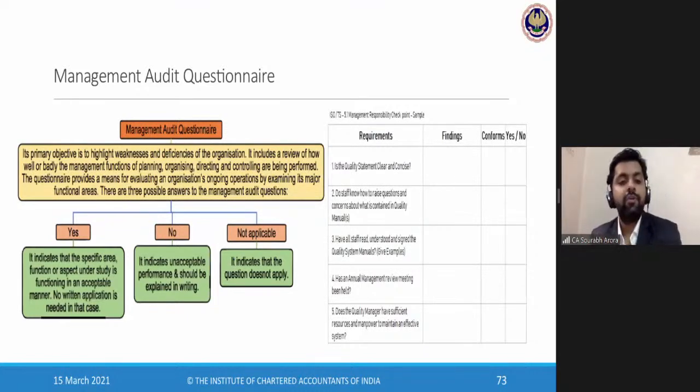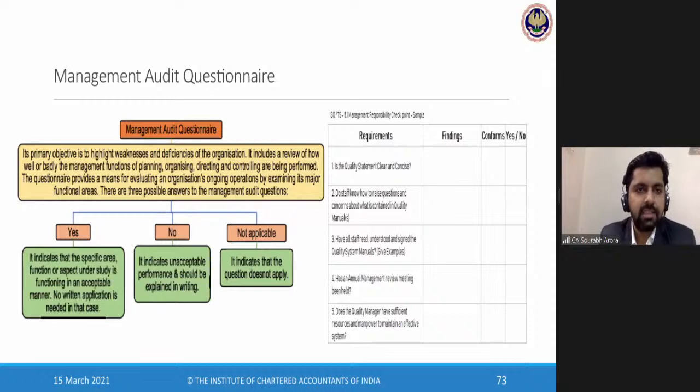If you say no, then it indicates that unacceptable performance is being done and should be explained in writing. So wherever there is a no, the findings should be mentioned there. And not applicable indicates that the question does not apply. For example, if the quality system manual is not there, you may write not applicable. Or, has an annual management review meeting been held? You can say not applicable, because during the audit period it was not held.